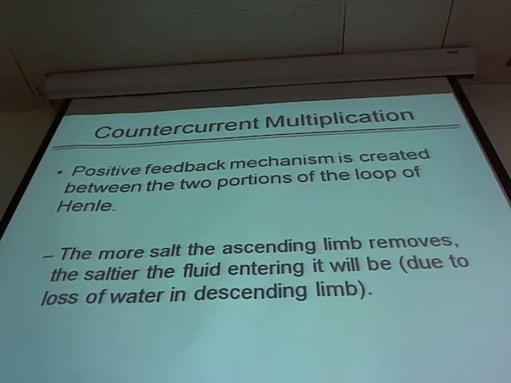Countercurrent multiplier, positive feedback mechanism. The more salt the ascending limb removes, the saltier the fluid entering it will be due to the loss of water in the descending limb. The more salt that comes out of the ascending limb, the more water is coming out of the descending limb. That's your countercurrent.